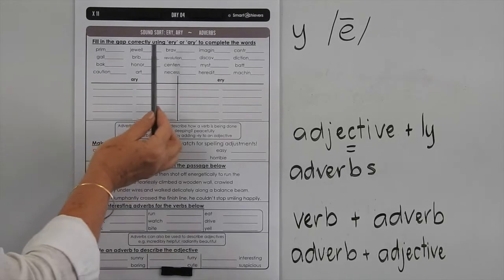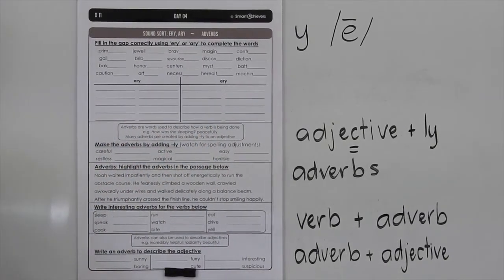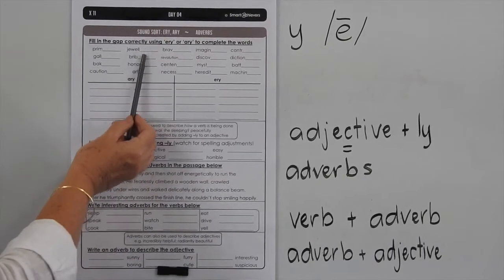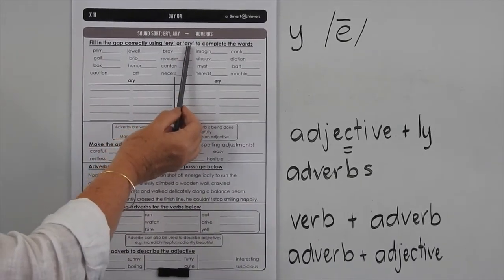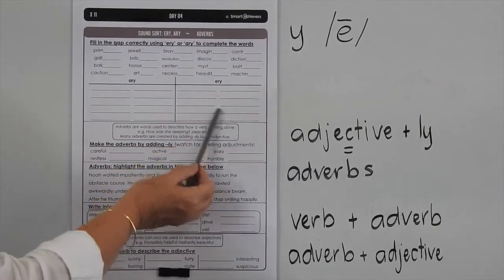Now you've done a little bit of work with ERY and ARY, we're going to extend that to cover some more words. So we want you to go through and finish these words off with either ERY or ARY, and then write them in the correct category.